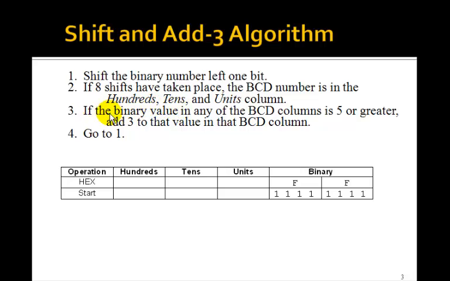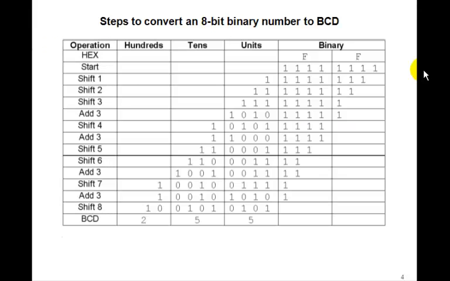And if the binary number in any of these BCD digits after you've done the shift is 5 or greater, then you add 3 to that value in the BCD column. And then you go back and shift it again. So you're going to shift 8 times. So let's follow these steps for the hex number FF.